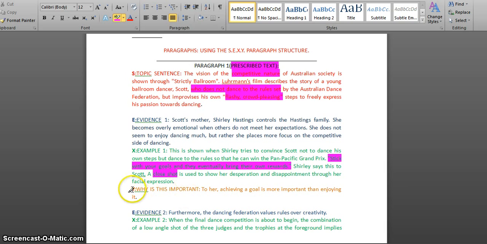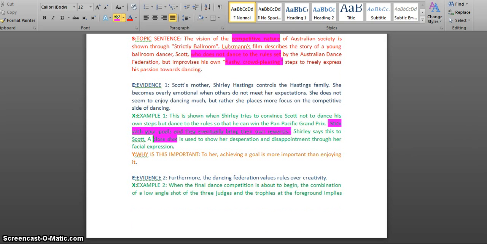Okay. Now, why is this important? To her, achieving a goal is more important than enjoying it. So this is not really effective, this sentence, but that's what's supposed to mean that for Shirley, it's obviously more important to just win the competition.